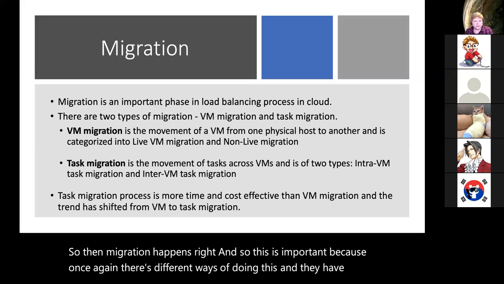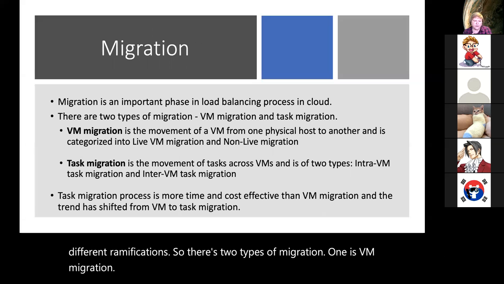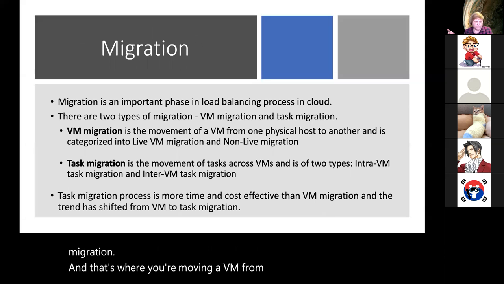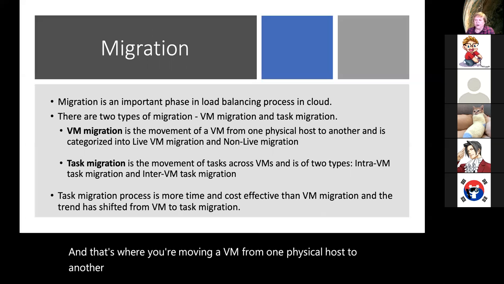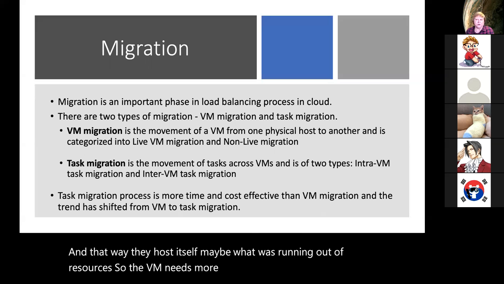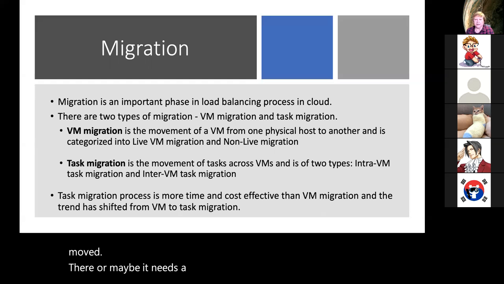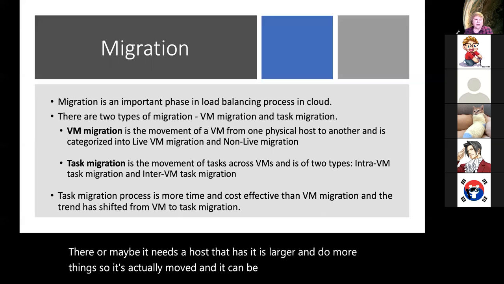So there's two types of migration. One is VM migration, and that's where you're moving a VM from one physical host to another one. That way, the host itself may be what was running out of resources, so the VM needs more resources, so the VM itself is moved, right? Or maybe it needs a host that is larger, can do more things, so it's actually moved. And it can be done live or non-live.